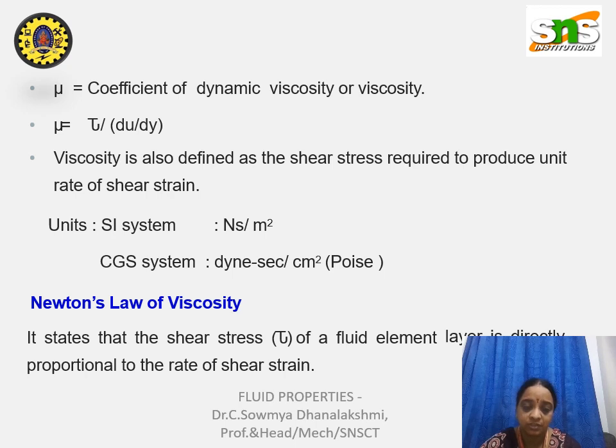So the unit of viscosity is Newton second per meter square. In the CGS system, the unit is poise, that is dyne second per centimeter square. Newton's law of viscosity states that the shear stress tau of any fluid is directly proportional to the rate of shear strain. Shear strain is nothing but velocity to distance. So du by dy is called shear strain.